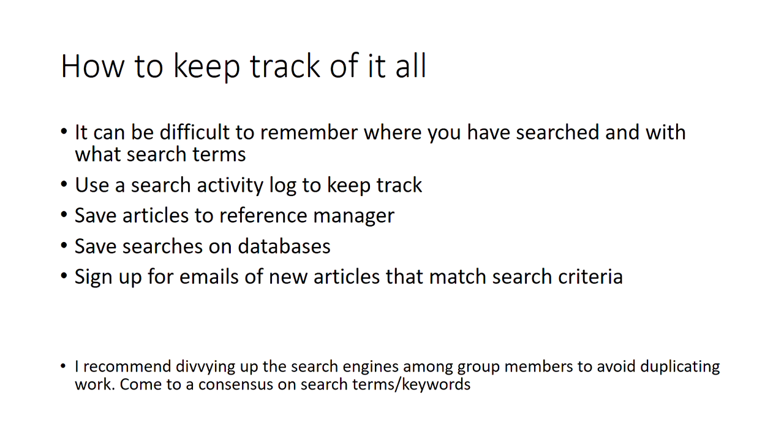And then how to keep track of it all, because there's a lot involved in doing a literature search. So it can be difficult to remember where you have searched and with what search terms. So it's nice to keep an activity log, and I have included a template for you on Canvas. And you can also save your articles to a reference manager and then save your searches on databases. A lot of databases have that option to save your search. And you can also sign up for emails on some databases where it will email you if there are any new articles that match your search criteria, so you stay on top of the subject.